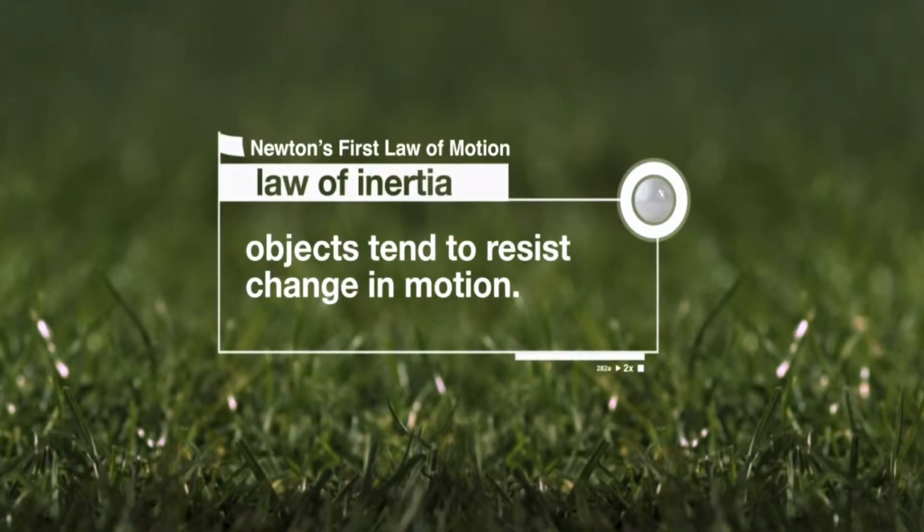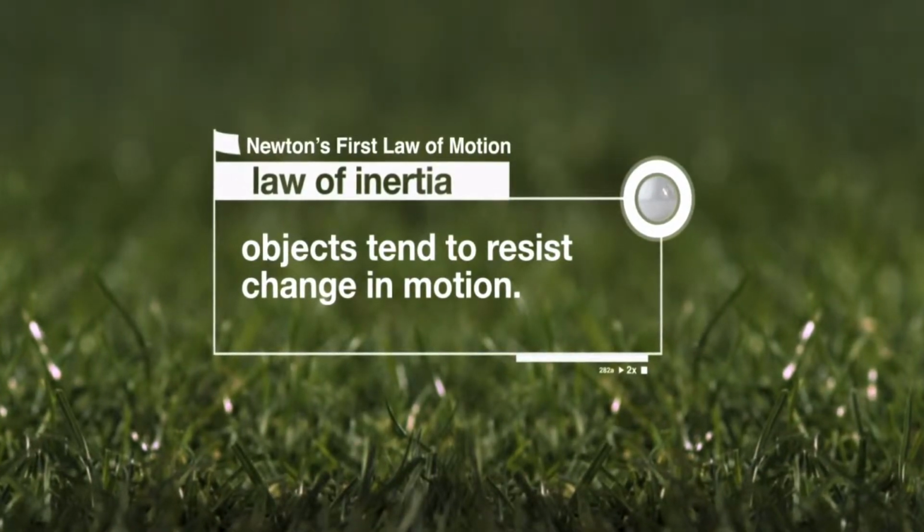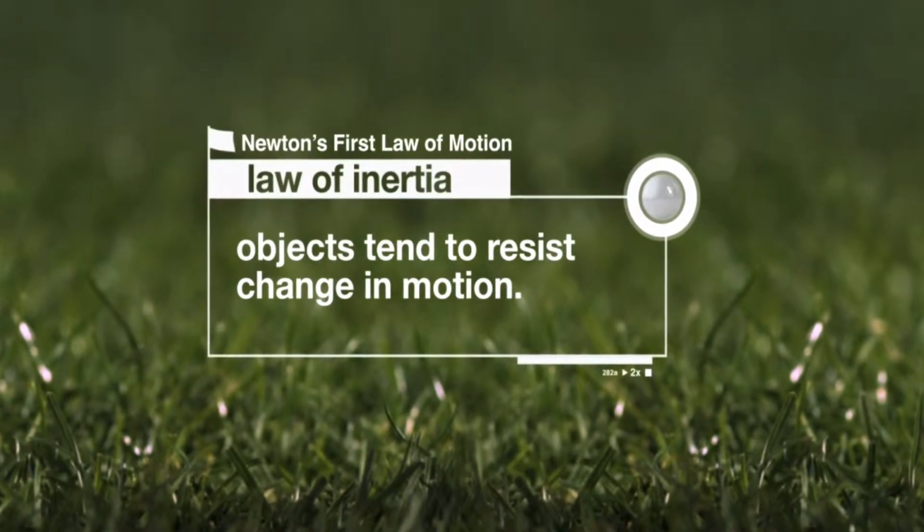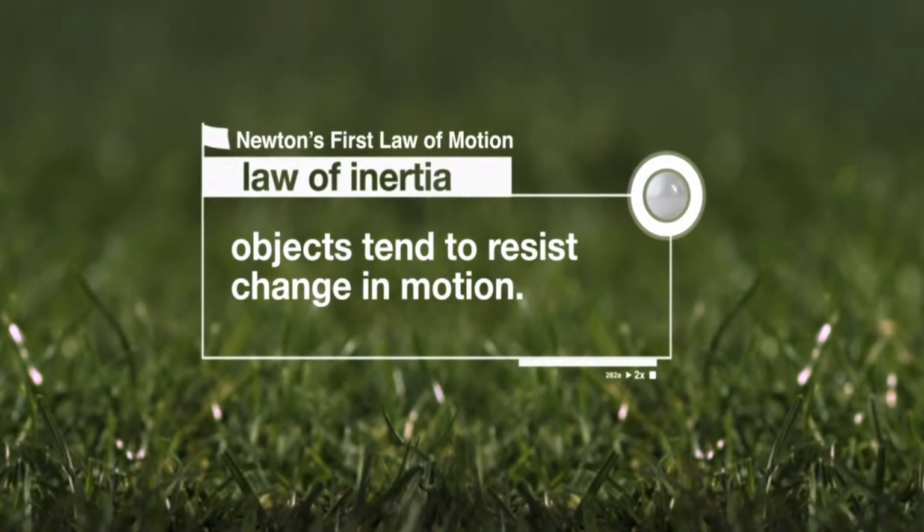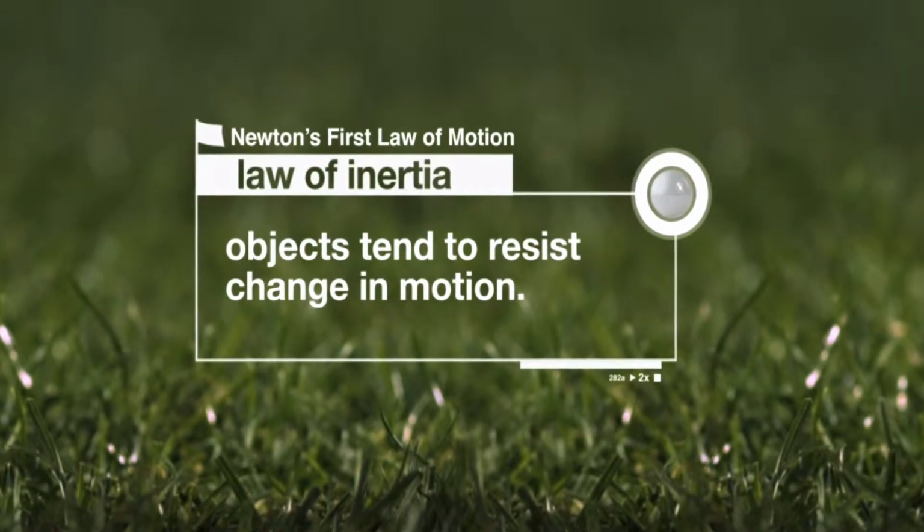Newton's first law of motion is inertia. Inertia is the property of matter that causes it to resist changes in motion. The bigger the mass of an object is, the greater the ability to resist change in motion.